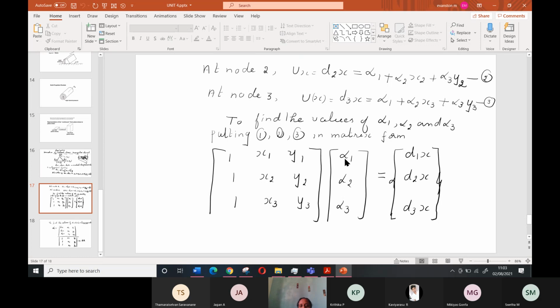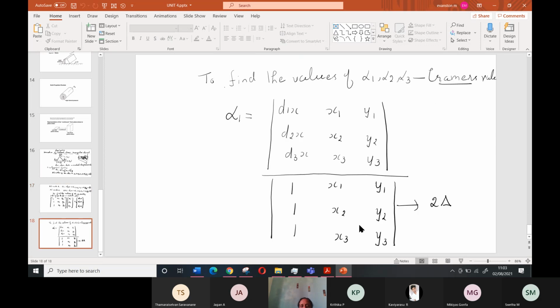So when you multiply this, you will get on the right hand side d1x, d2x and d3x. This we have formulated, and I taught you how to find the values of alpha 1, alpha 2 and alpha 3 using Cramer's rule. That's a mathematical rule. If you want to find alpha 1, you have to replace the first column with the right hand side values, that is d1x, d2x, d3x, keeping the columns x1, x2, x3 and y1, y2, y3.